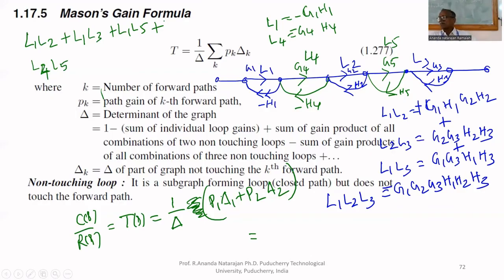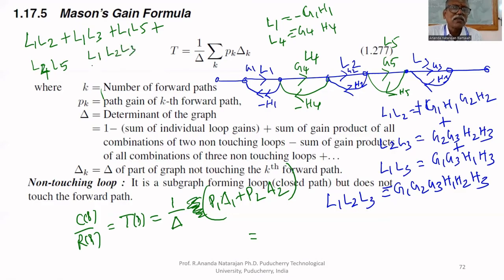How many three non-touching loops are there? L1, L2, L3. Any other? L4, L5, if you take, you cannot find one more. Then there is only one three non-touching group, only L1, L2, L3. That's all. For that, you have to take all the possible combinations.